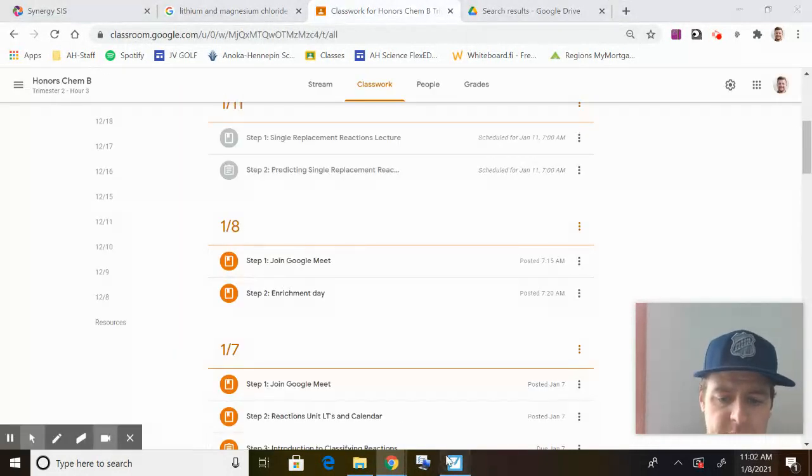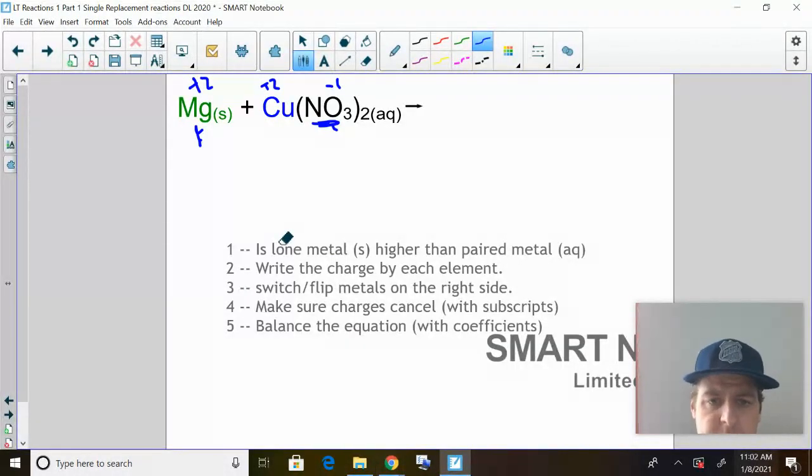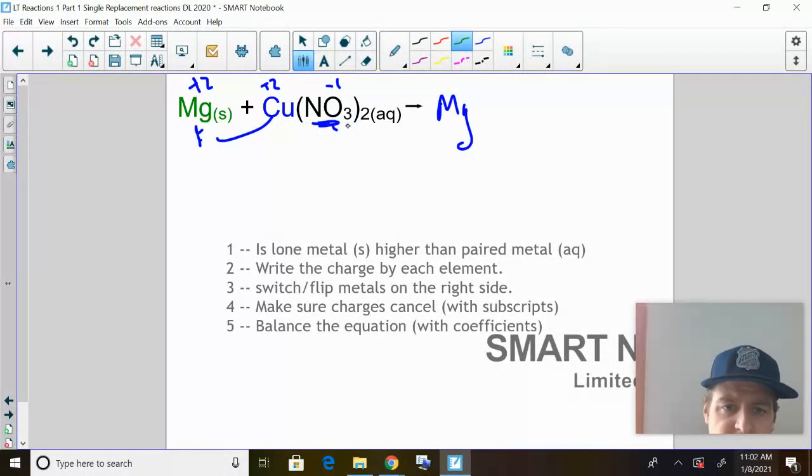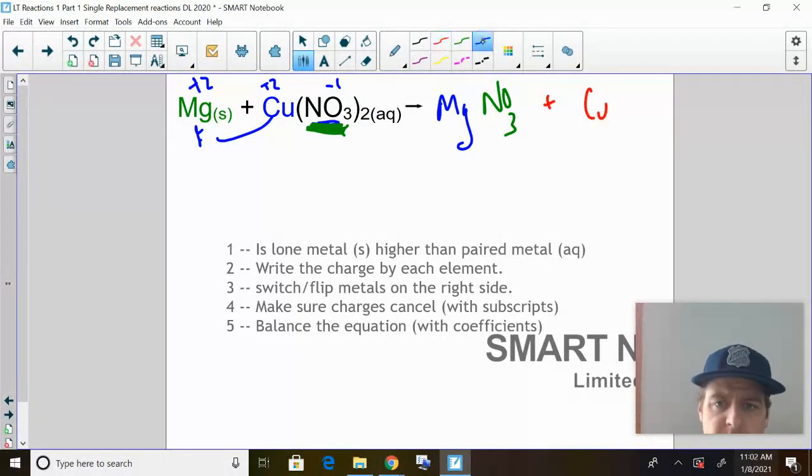Okay, so let's go back to our problem. Let's switch the positives. Now here's where it gets tricky when you do polyatomics. So Mg switches with copper. So I'm going to get Mg, and then I said bring one of everything. And when we bring one of everything, we bring one whole polyatomic, NO3. Don't bring two of them, bring one of them, all right? Plus Cu.